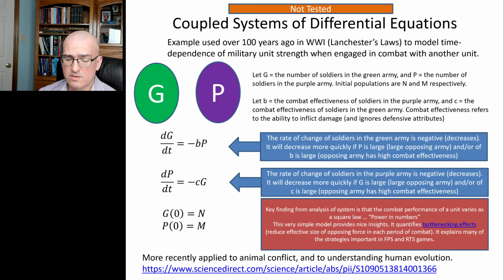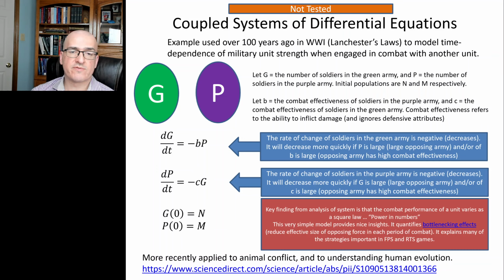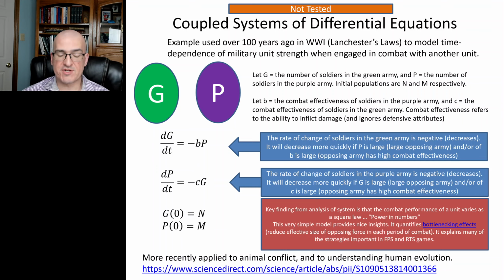And this model is a model of warfare between two sides. I'll call one of them the green side and one of them the purple side. And what it says is each of these circles represents a unit of soldiers, and they're going to fight each other. And as they fight each other, there's losses. Members of each group are going to die, and the rate of change of the population of each group can be modeled as follows.